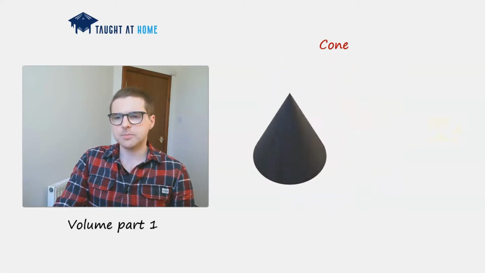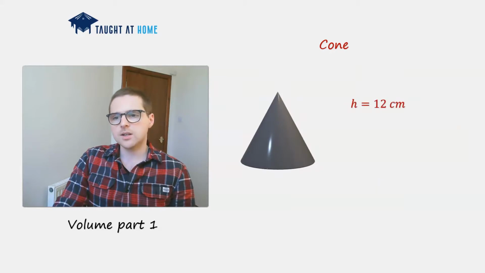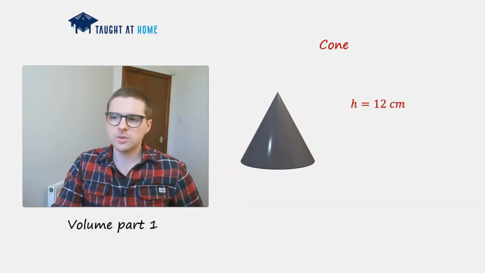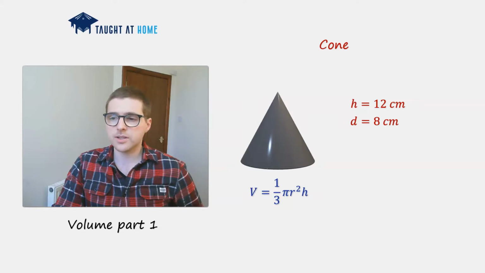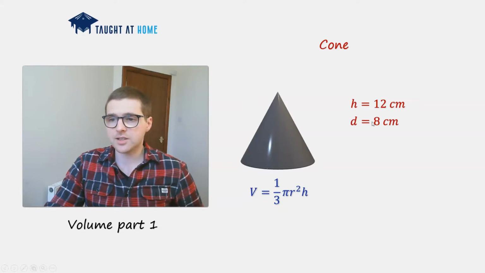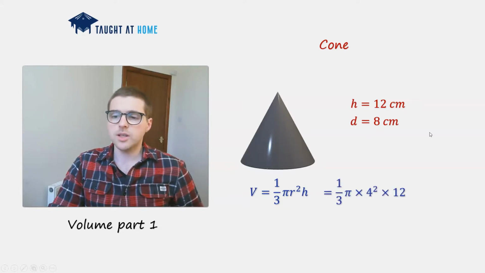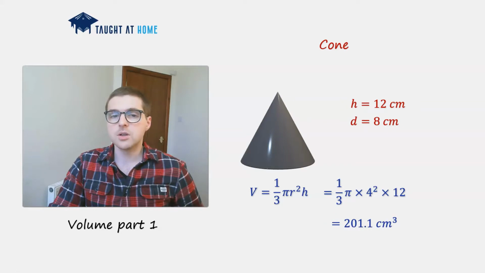Let's take an example. So the height of this cone is 12 centimeters. The diameter of the face is 8 centimeters. So what is its volume? So it's 1/3 pi r squared times the height. R again is half times the diameter. So it'll be 1/3 pi times 4 squared times 12, which is 201.1 cubic centimeters to one decimal place.